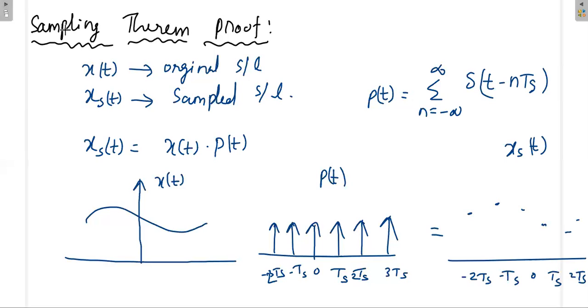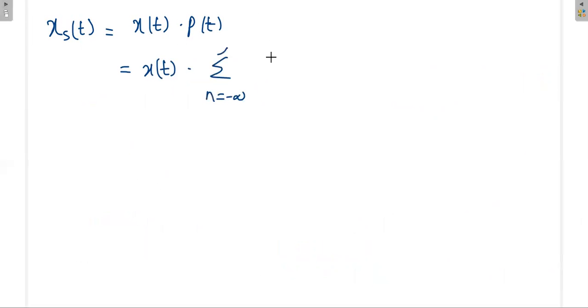The sampled version of the signal, xs of t, is equal to x of t multiplied with p of t, where p of t is summation n from minus infinity to plus infinity of delta of t minus nTs. Now we know the time domain representation. From this, how do we find the frequency domain representation? That means, what will happen to the spectrum of the sampled signal?